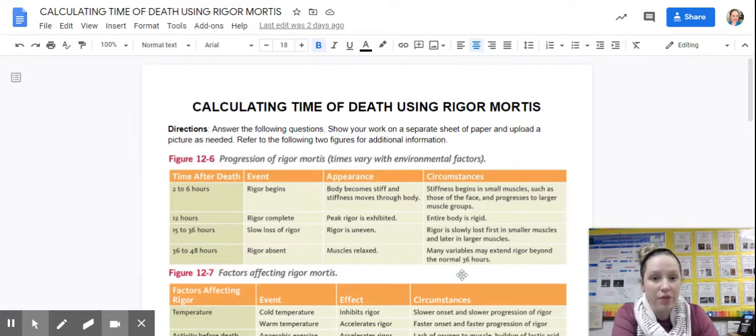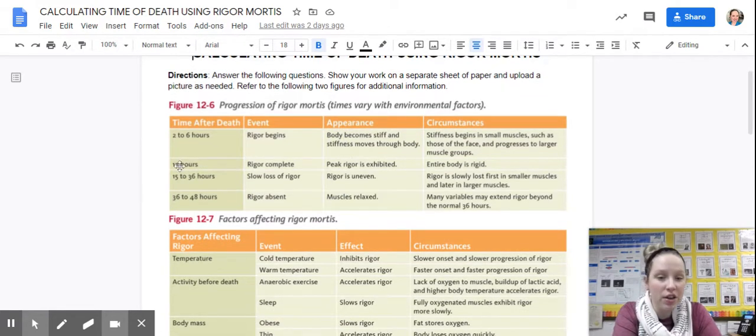So if you remember from our notes in our last unit, rigor mortis is the stiffening of the muscles after death. And we had some time frames that we talked about, but you didn't have to have them memorized yet. So you were supposed to know that from 2 to 6 hours is when rigor begins and the body becomes stiff. It should start in the small muscles like those in the face and then progress through the rest of the body. 12 hours was our peak of rigor, where the body is completely stiff, and then it slowly is lost between 15 and 36 hours.